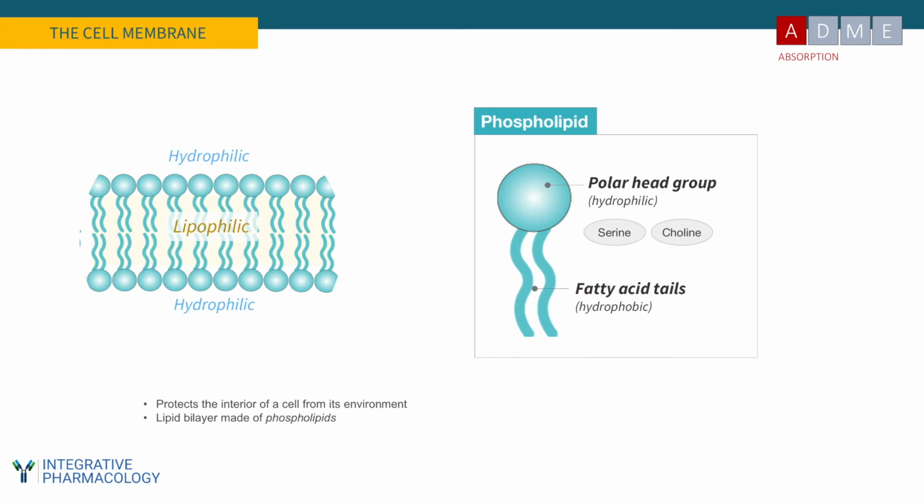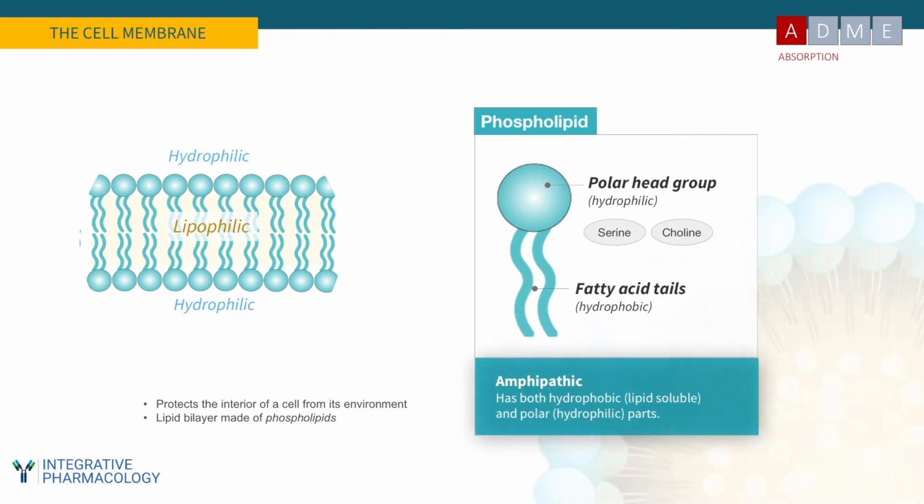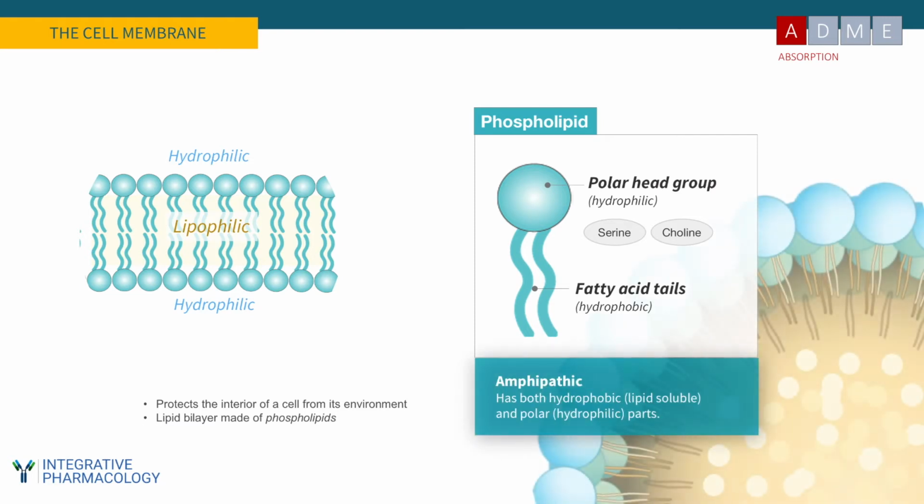So naturally, when you put phospholipids into solution, they like to form a structure and organize themselves in a way that orients the polar head group towards the water and the fatty acid tails towards each other. Phospholipids are amphipathic, meaning they have both a hydrophobic and a hydrophilic part.